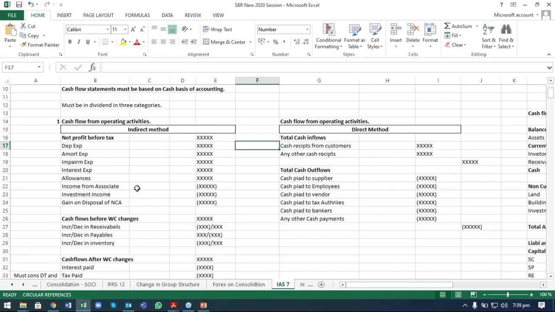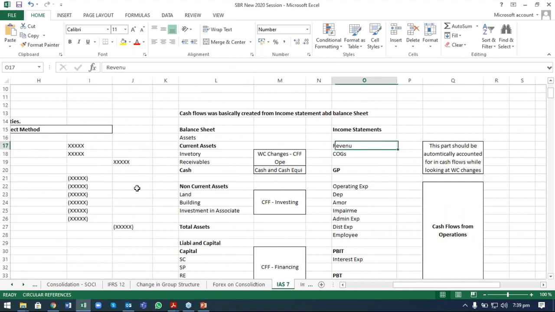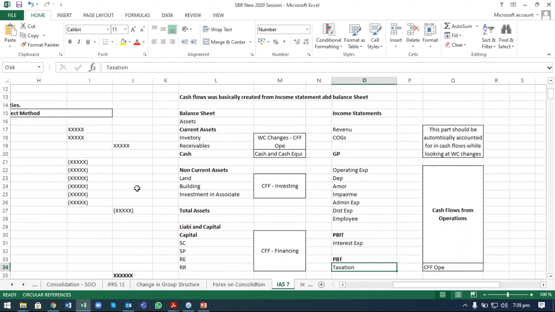I'll be looking into this aspect later on. So a cash flow from the indirect method should start from net profit before tax, and you need to make certain adjustments. Those adjustments come from, as you can see here, the format of an income statement. So if this is the income statement, you have to start with profit before taxation, right?